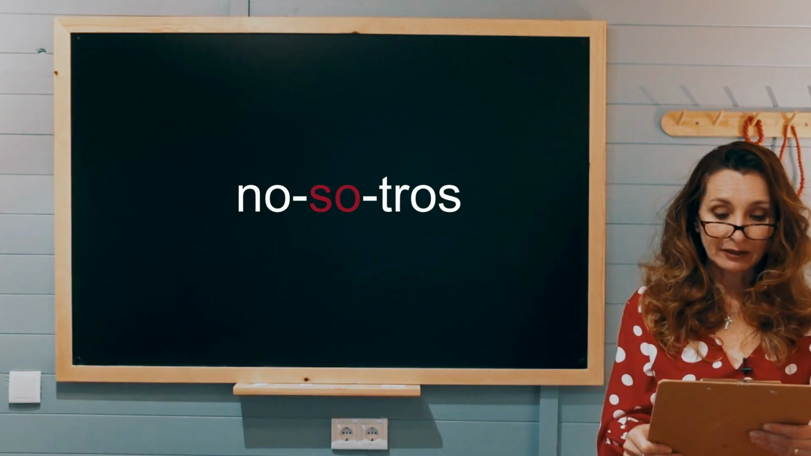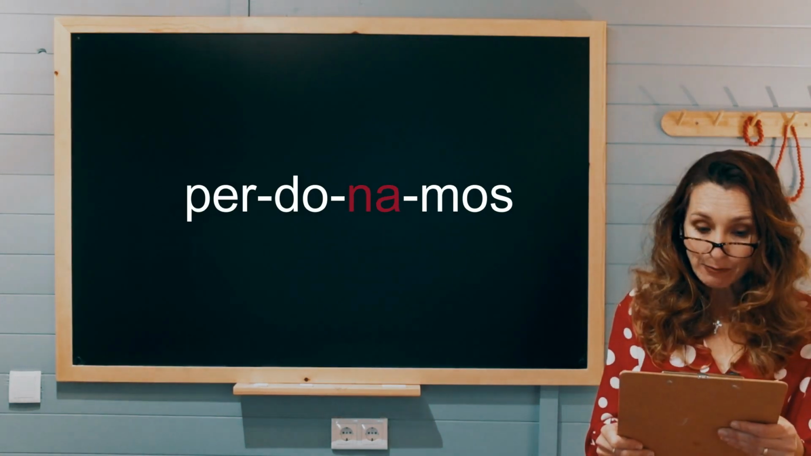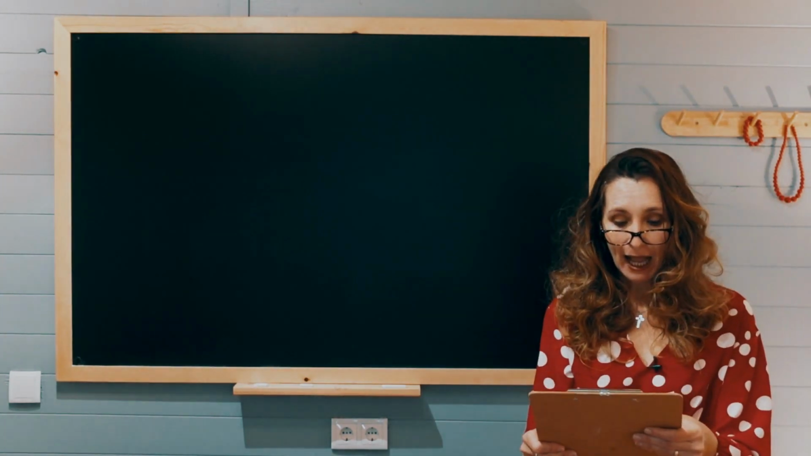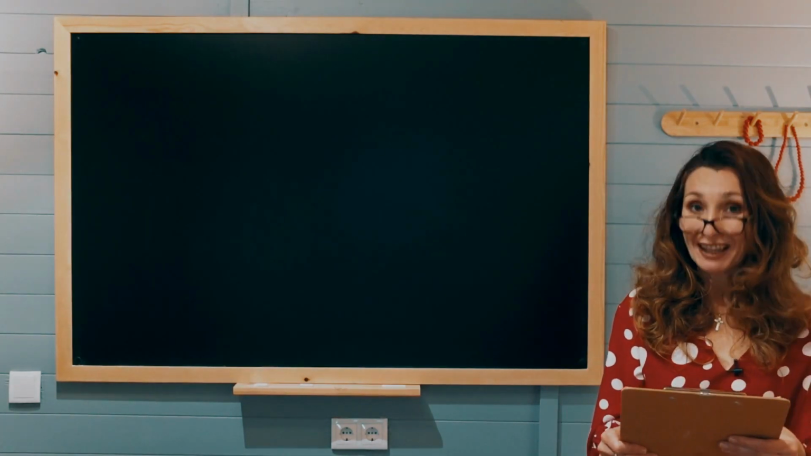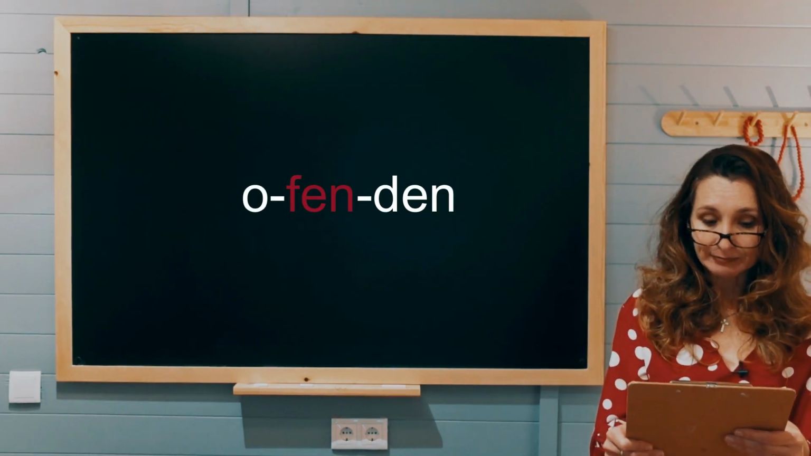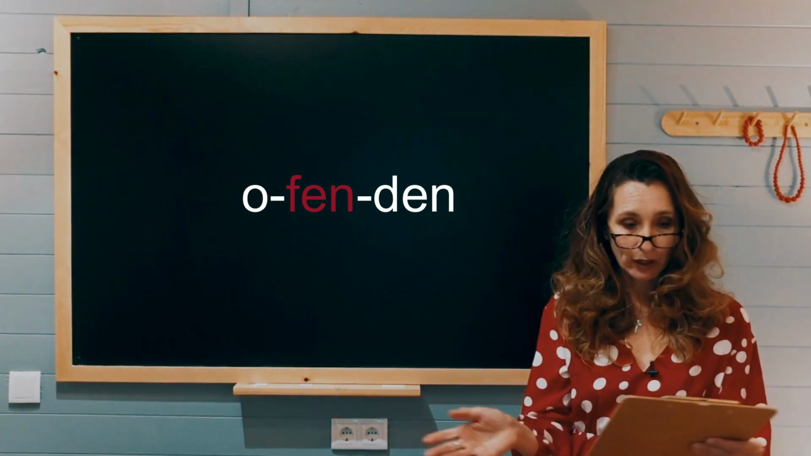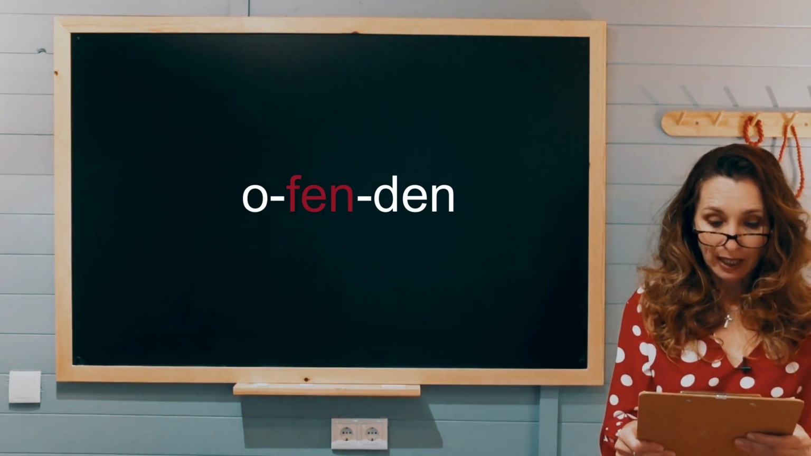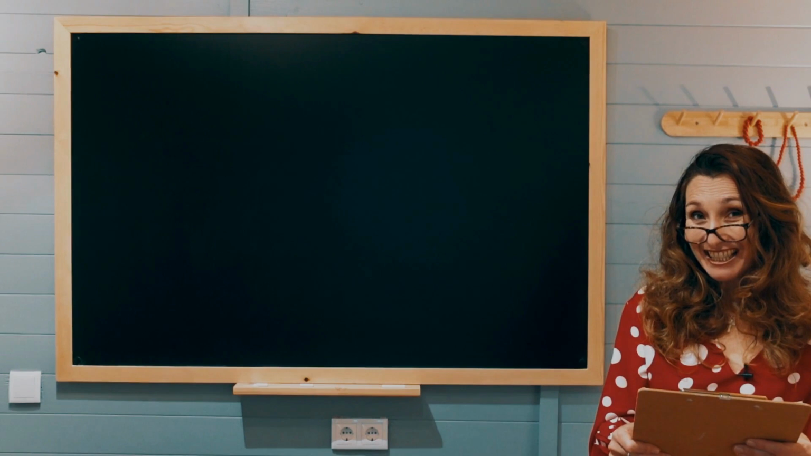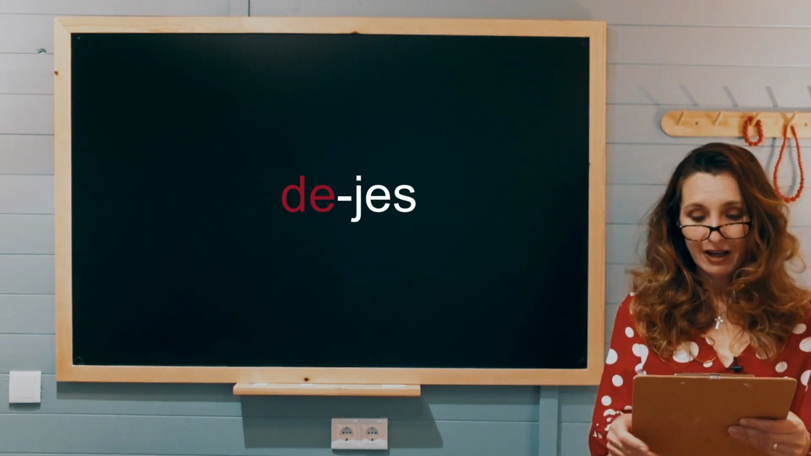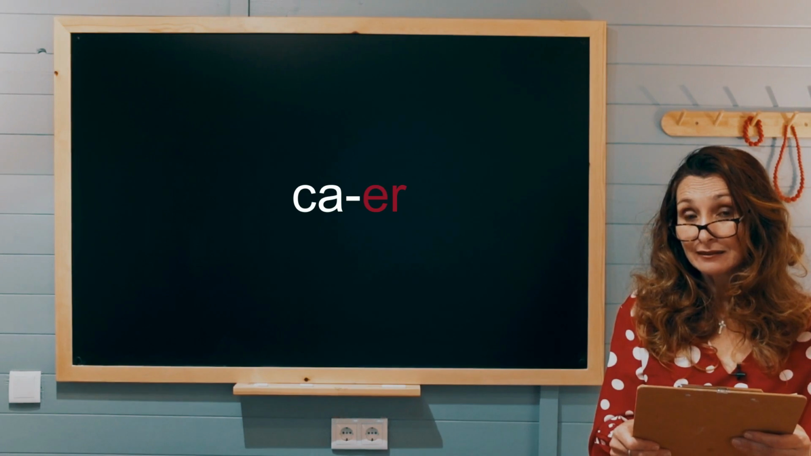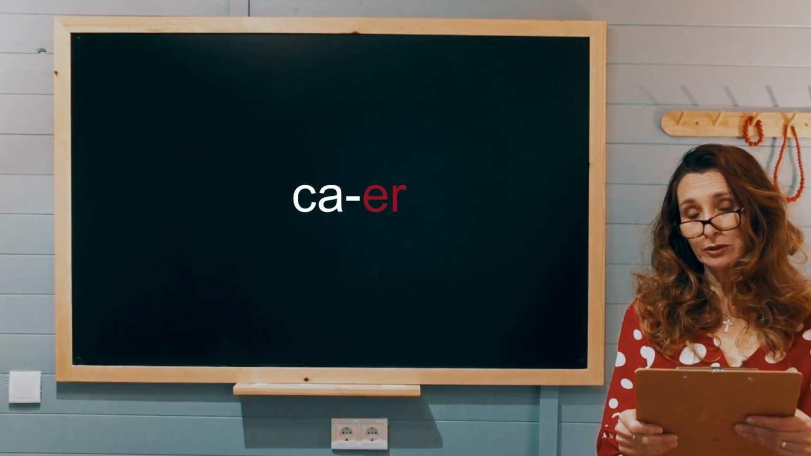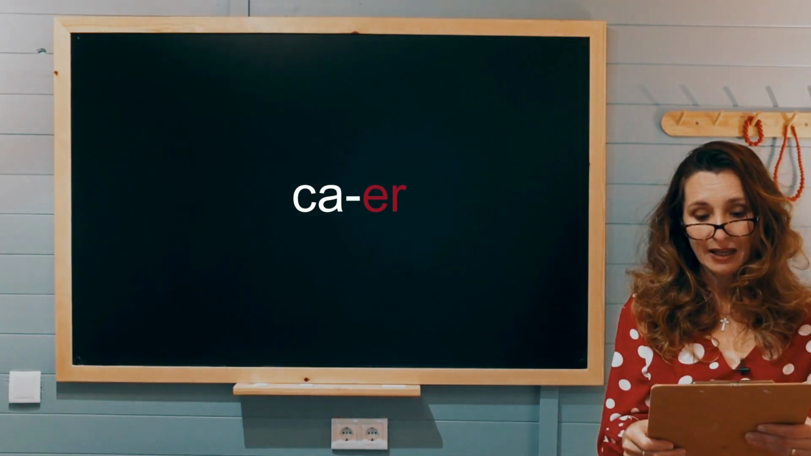Nosotros, nothing wrong here. Perdonamos, again, everything's fine here. A los que nos ofenden. Again, the accent is where it should be. The stress is on the penultimate syllable. No nos dejes, fine. Caer, fine. It ends with a consonant, R, so it's the last syllable that's stressed.